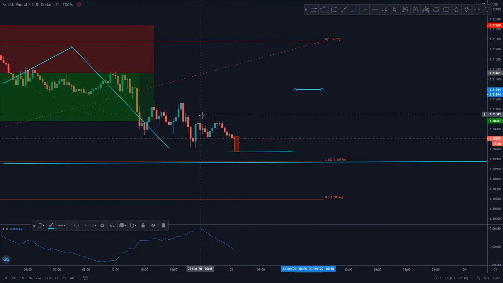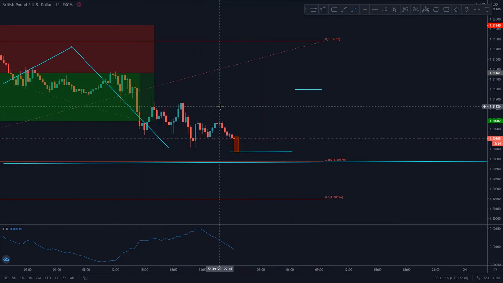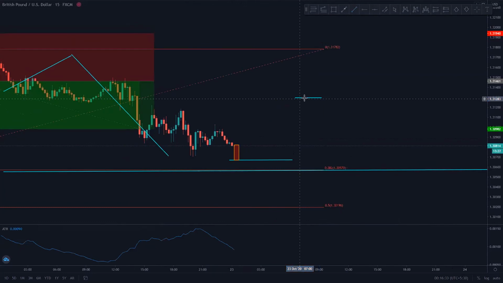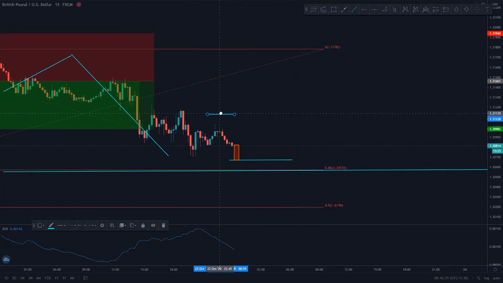Go over to the swing, and from there use this tool. So that is around 1.31120. That's your stop loss placement. Then 1.31130, I believe. I'm not sure. But anyway, I think you got the gist.